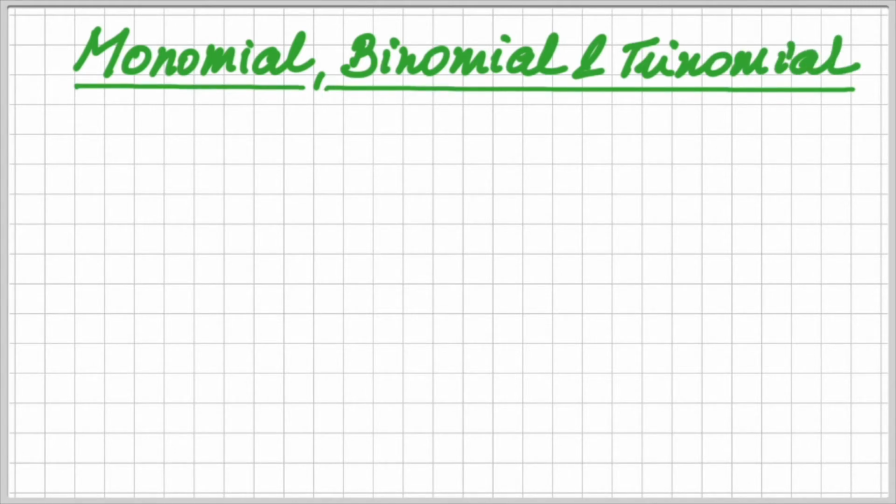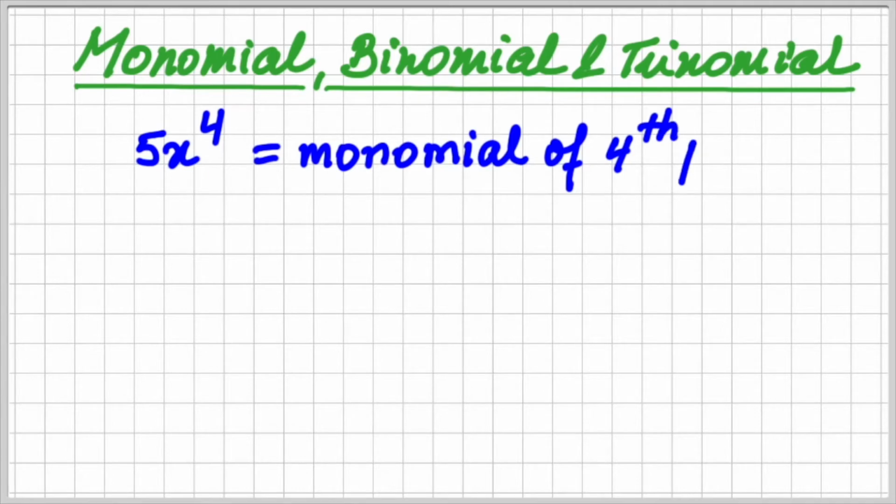Let's look at some special types of polynomials, and we call them a monomial, a binomial, and a trinomial. The first one is the monomial, 5x to the power 4. It means that there is only one term in the polynomial, and this is 5x to the power 4. It's in fact a monomial of the fourth power.